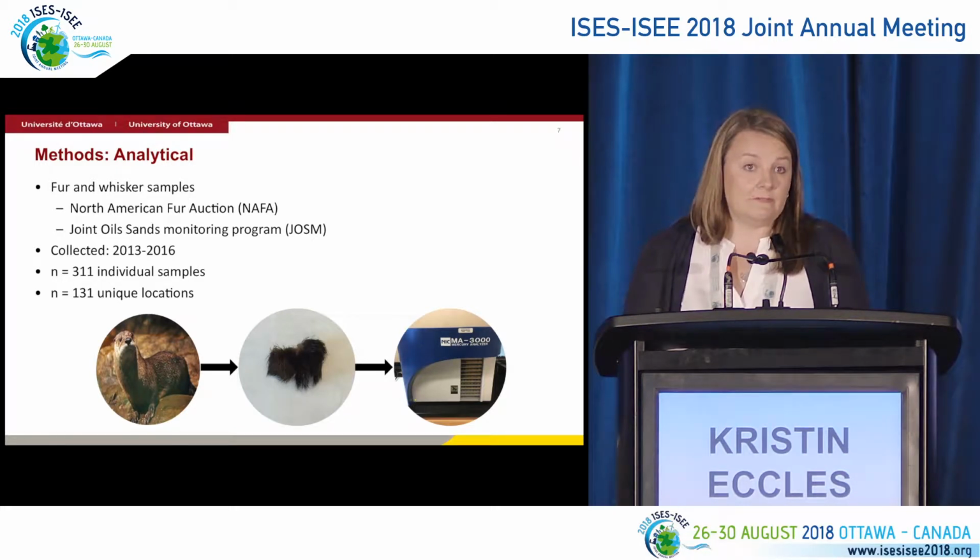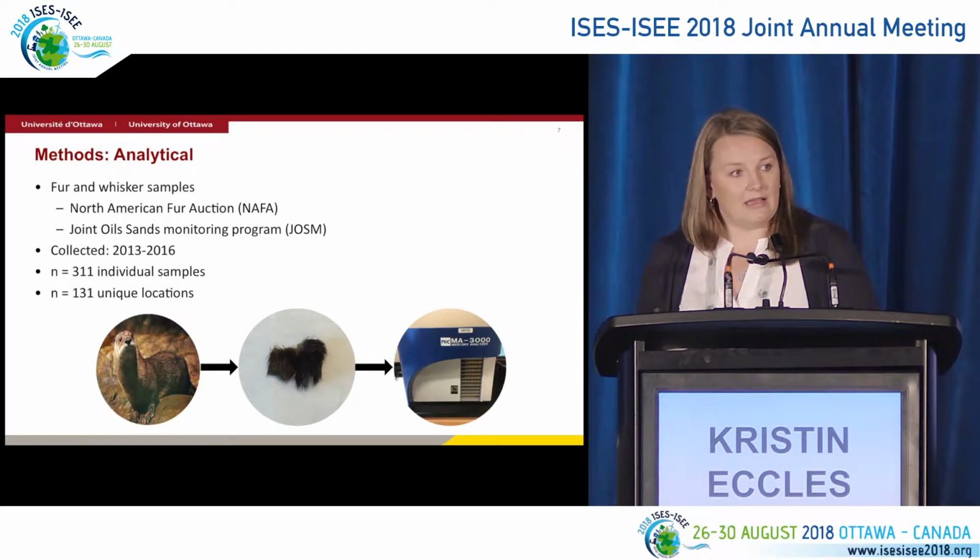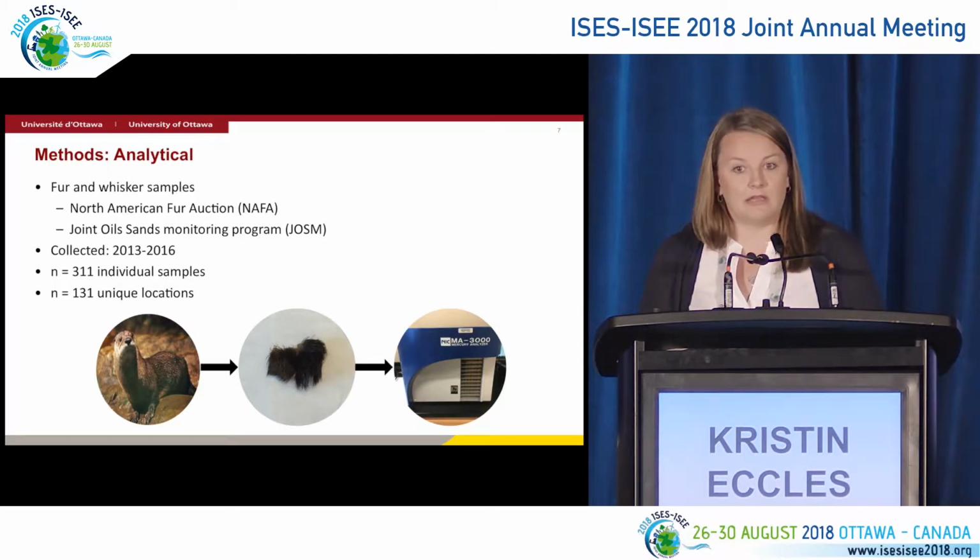Once we receive our fur and whisker samples in the lab, we use a mercury analyzer to quantify the total mercury concentration. Earlier I mentioned that methylmercury is really the contaminant of concern. In fur, we actually find that almost 100% of the total mercury is methylated mercury.